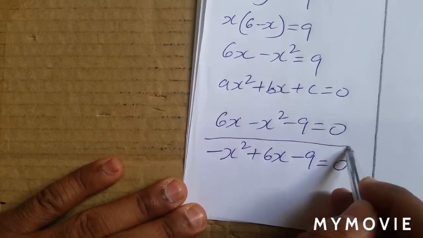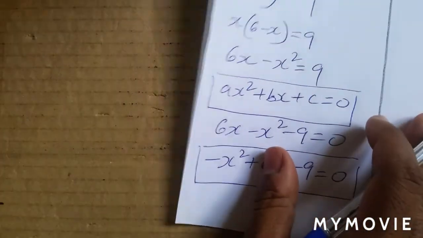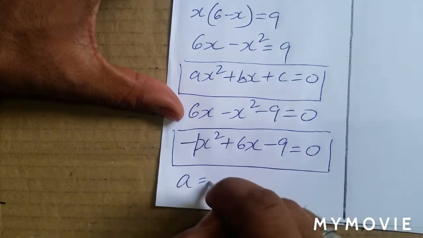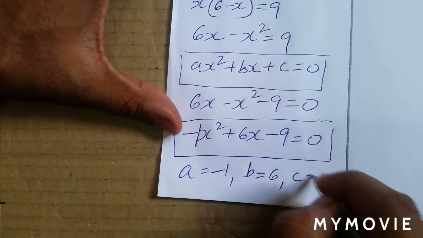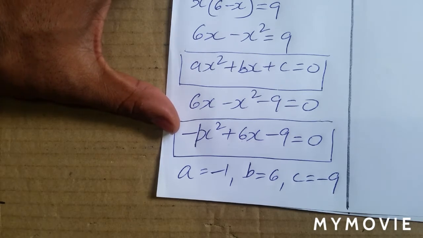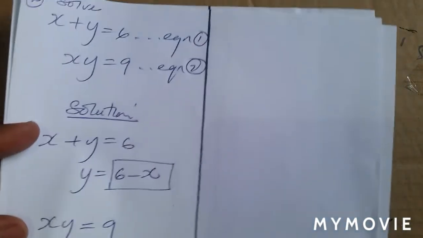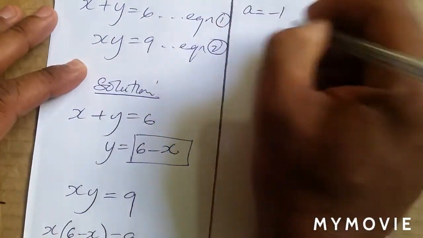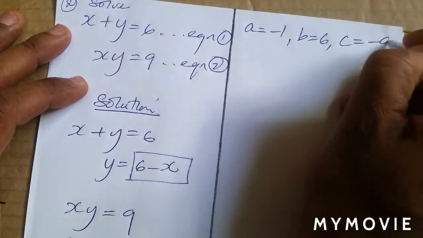Now, seeing that this looks like the quadratic form, what I can proceed to do is determine what a is, and there's a 1 here, so it's minus 1. So a is minus 1, b is 6, and c is negative 9. Now you can use the quadratic formula or factorization, depending on which method you want to choose. I'm going to try to factorize first of all. So let me write again: a is minus 1, b is positive 6, and c is negative 9.